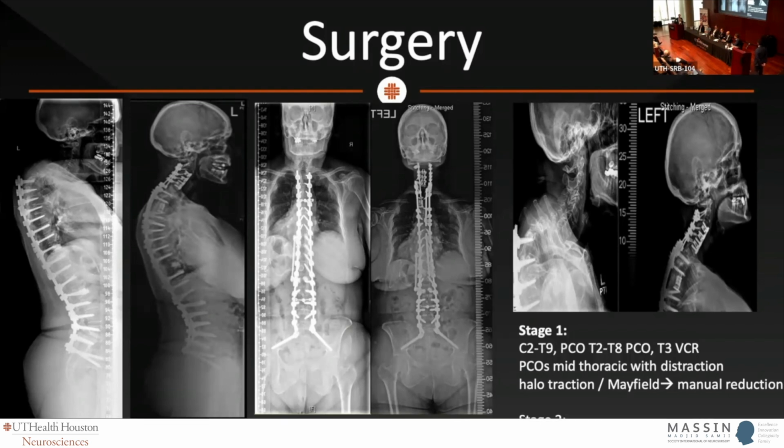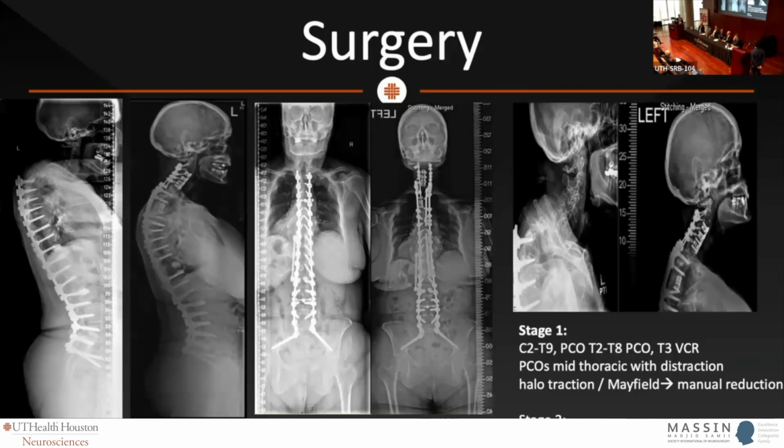mid-thoracic spine, pre-contouring the rod and even distracting a bit to induce some mid-thoracic kyphosis, and then translating the head back in the Mayfield. I did a second stage multi-level ACF just because her bone quality was very poor and her lateral masses were very small. So this is just the mechanism of further failure is flexion.